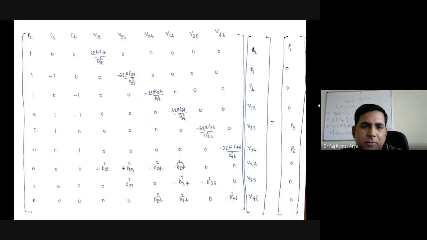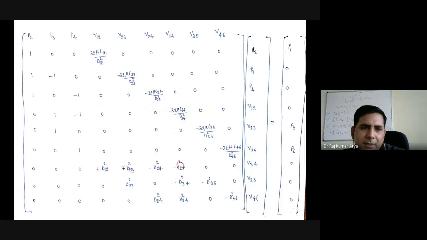So this is how your final matrix will look. You have all the unknowns P2, P3, P4, V12, V2,3, V2,4, V3,4, V3,5 and V4,6. Here you write the coefficient of all. We wrote every coefficient in every equation, so that later on you should not have any confusion about what is happening. In the first equation you have only P2 and your V12, the rest were 0, and on that side one pressure was known to you, P1 was given.